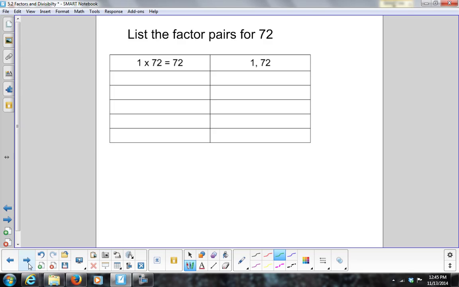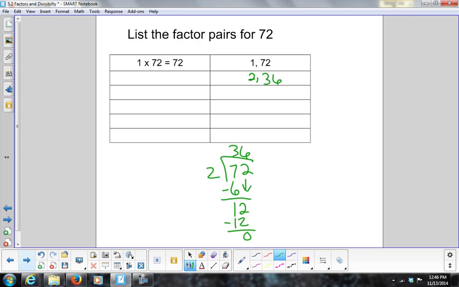All right, so we're going to list the factor pairs for 72. We did this in 5.1. We listed the factor pairs of 72. So I have 72 and 1, which I already did for you. I'm going to give you 2. So 72 divided by 2. 2 goes into 7 3 times. 2 times 3 is 6. 7 minus 6 is 1. Bring the 2 down. 2 can go into 12 6 times. 2 times 6 is 12. And that gives me a 0. So it's 2 and 36.